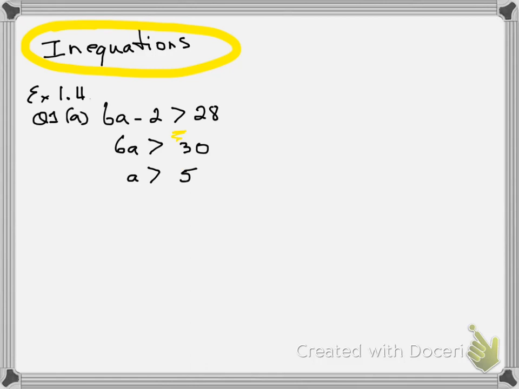Now if you are asked to do this on a number line, then what I suggest you do, you make that your number 5, your number 4, and up here of course you've got 6, 7, 8, etc. Since it's greater than and not necessarily equal to, you put the circle around the 5 and you put the arrowhead like that.